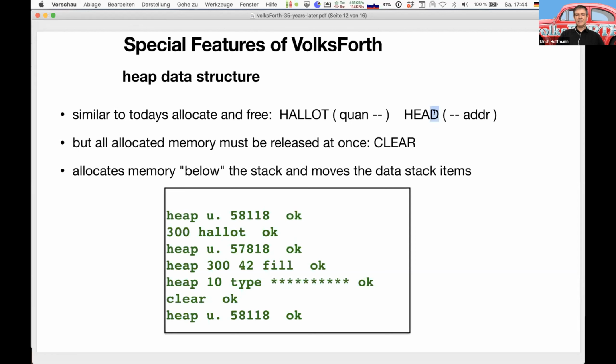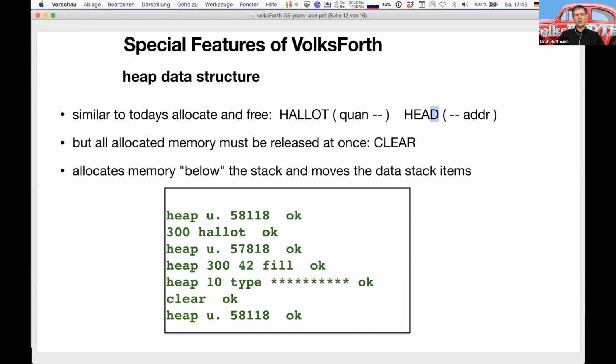Okay, again, a typo, this is heap, of course. If you issued heap, then it would give you the address of the last allocated chunk of memory. The difference between allocate and free and H-allot is that you could not release certain fragments of memory, but you have to release all the reserved memory at once. And this is what the word clear is for.